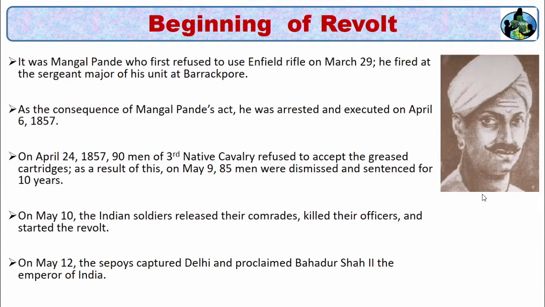On April 24, 1857, 90 men of the 3rd Native Cavalry refused to accept the greased cartridge. As a result, on May 9, 85 men were dismissed and given a rigorous sentence of 10 years. On May 10, the Indian soldiers released their comrades, killed their officers, and began the revolt. After this, they marched to Delhi. On May 12, the Sepoys captured Delhi and proclaimed the Mughal Emperor Bahadur Shah II as the Emperor of India.